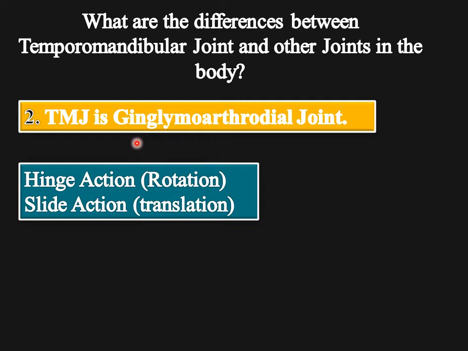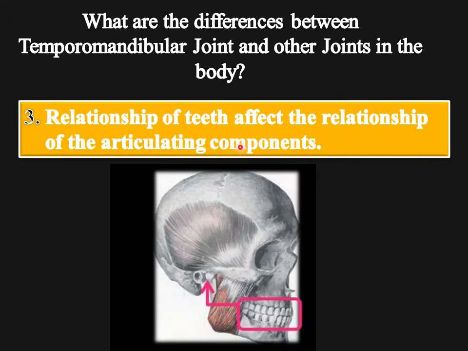Also, another difference between the TM joint and other joints in the human body is that the TM joint is a ginglymoarthrodial joint, meaning that it has two movements: hinge action or rotational movement, and slide action or translation movement. Also, the relationship of the teeth affects the relationship of the articulating compartment. The gliding surfaces of the teeth affect the movement of the TM joint, especially in the gliding movement.